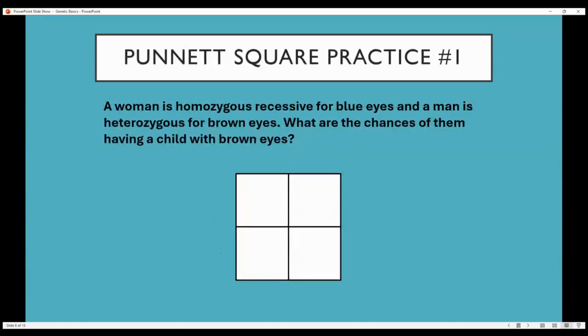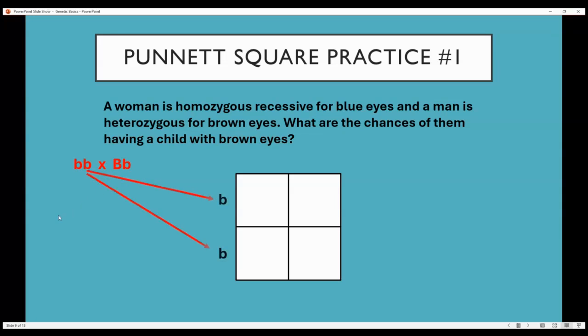So let's do a practice problem. A woman is homozygous recessive for blue eyes, and a man is heterozygous for brown eyes. What are the chances of them having a child with brown eyes? So if we set up the cross, the woman is homozygous recessive. So that would be her genotype. The man is heterozygous. So this is his genotype.